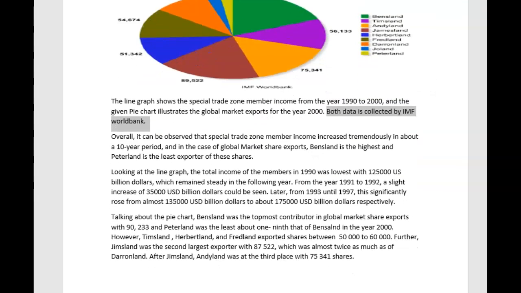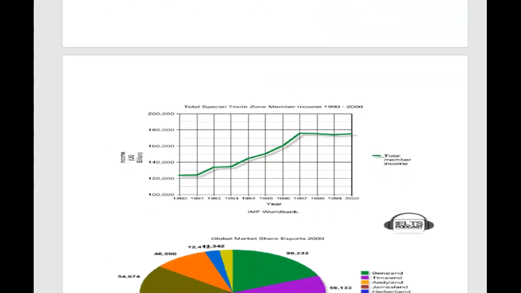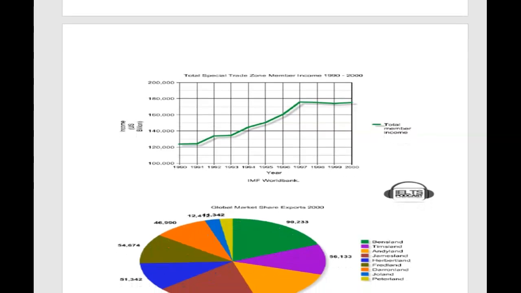Looking at the line graph, the total income of the members in the 1990s were lowest, with $125,000 US billion, which remained steady in the following year. From the year 1991 to 1992, a slight increase of this could be seen. Later, from 93 until 1997, this significantly rose from almost this to about this, respectively. Let's see. Yep, it looks pretty accurate to me. Okay.